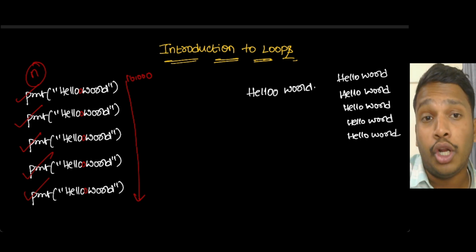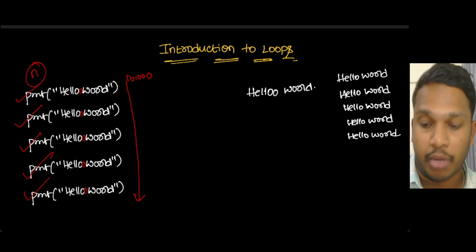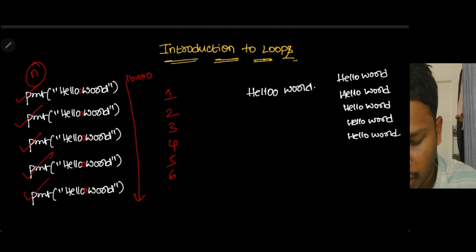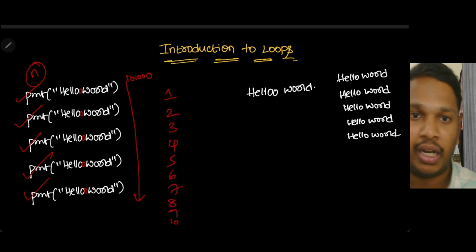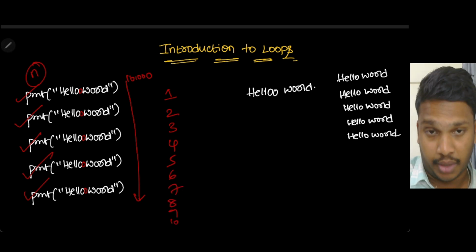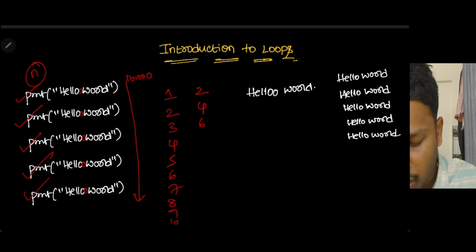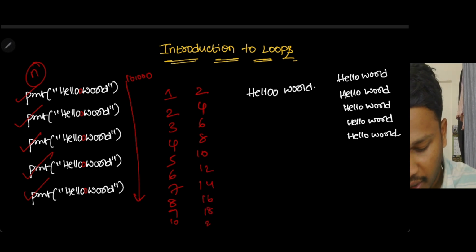And if I tell you to print numbers, 10 numbers means 1 2 3 4 5 6 7 8 9 10. You will print like this. If I want multiples of 2, you will print 2 4 6 8 10 12 14 16 18 20.